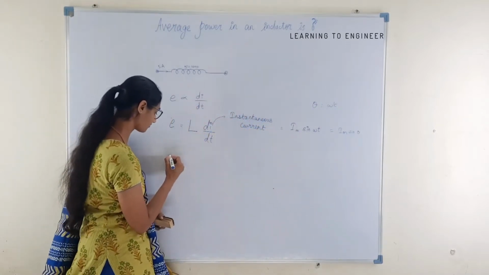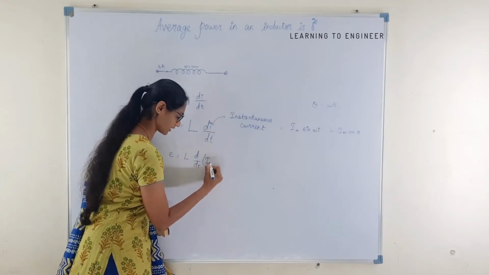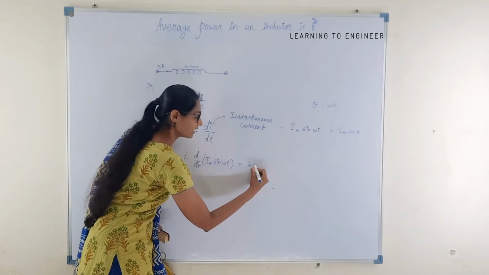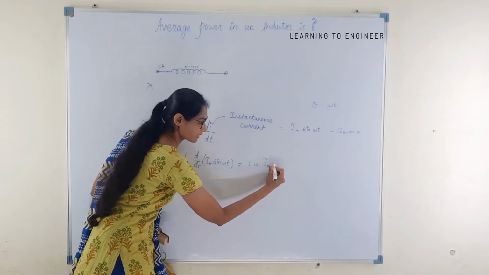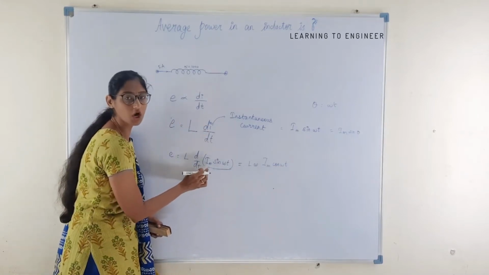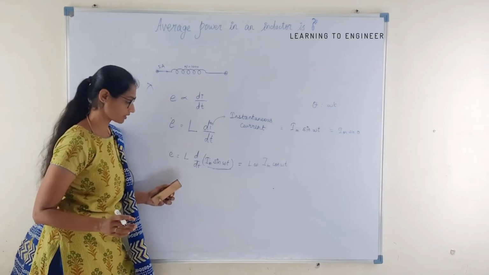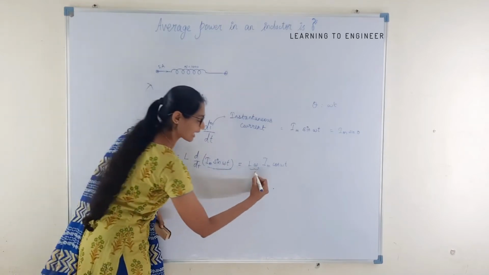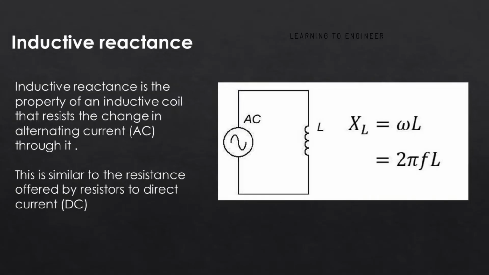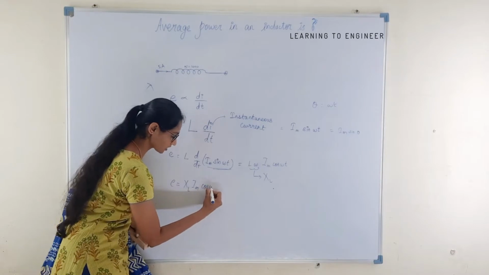So what is the EMF now? The EMF is equal to L into the differential of Im sine omega t. This is equal to L omega into the maximum value of current into cos omega t, because if you differentiate this term, you will get omega into Im cos omega t. I am just clubbing this term and calling this XL. This is called the inductive reactance. So E is equal to XL into Im into cos omega t.